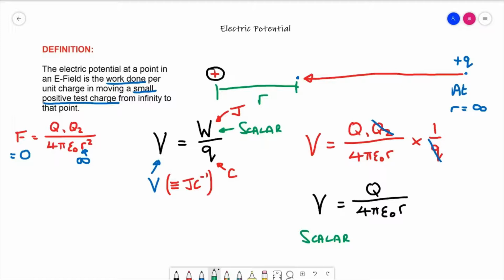Now, not this lesson, but next lesson, we're going to look at how mathematically we need to treat potential as a scalar different to how we would treat electric field strength or force from Coulomb's law, those being vectors. There is a subtle difference in the maths behind that, and we just need to make sure that we can fully understand that.